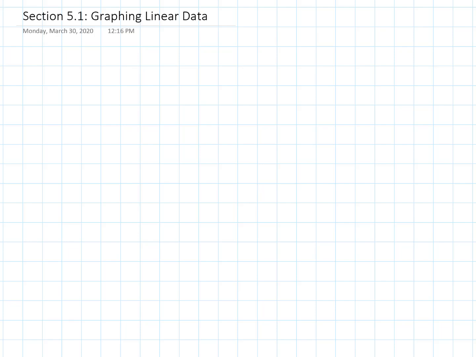For section 5.1, our introduction to graphing, we're going to start by looking at what is called linear data. But before we even get into that, let's talk about what we do if we have a set of data and we actually want to graph it. All the data that we're going to look at in this class is going to be real world data. So when you have real world data, you have to figure out which set of data represents your X variables and which set of data represents your Y variable, and how to plot those ordered pairs on the coordinate plane.